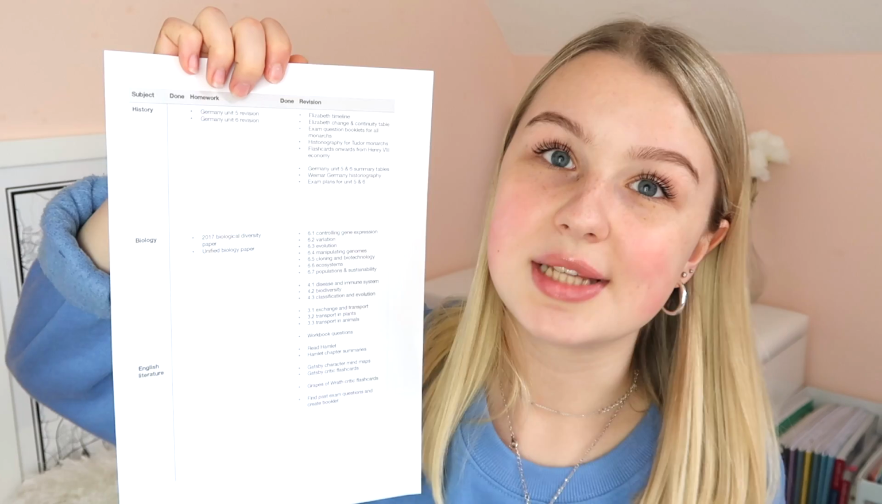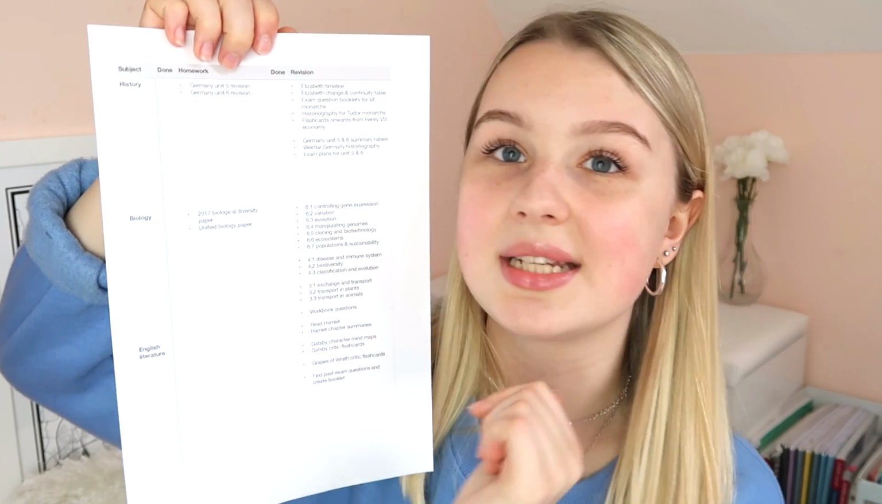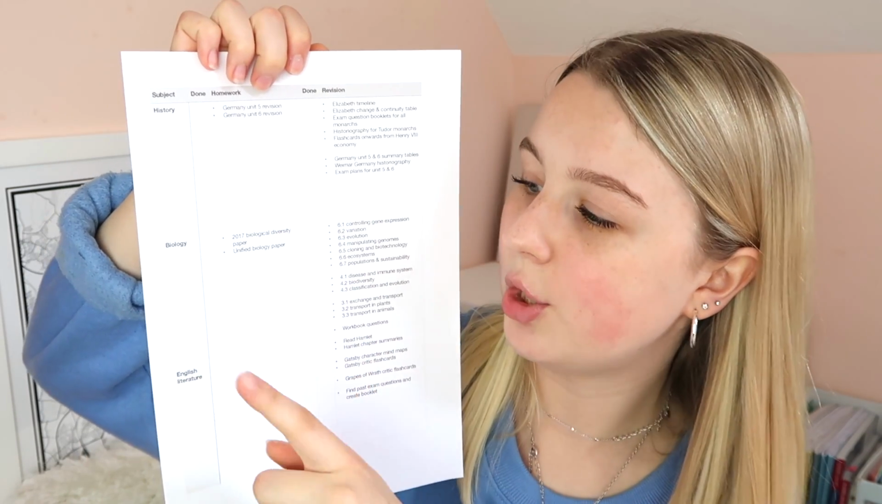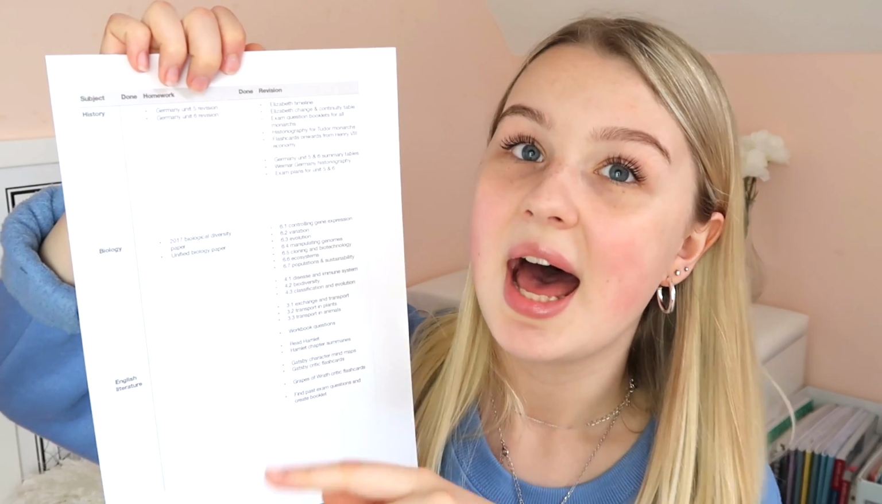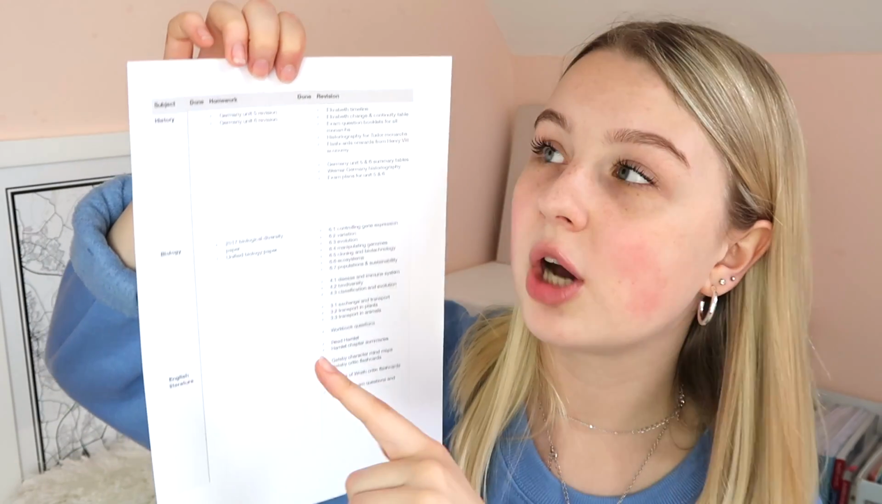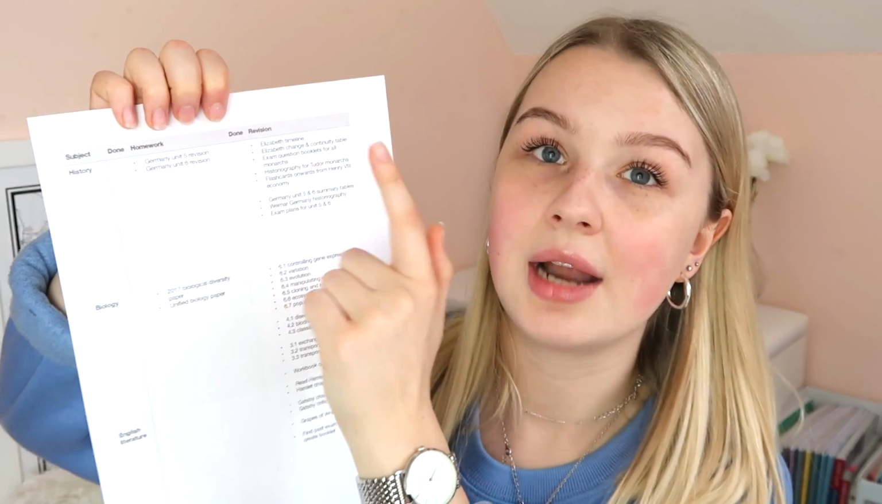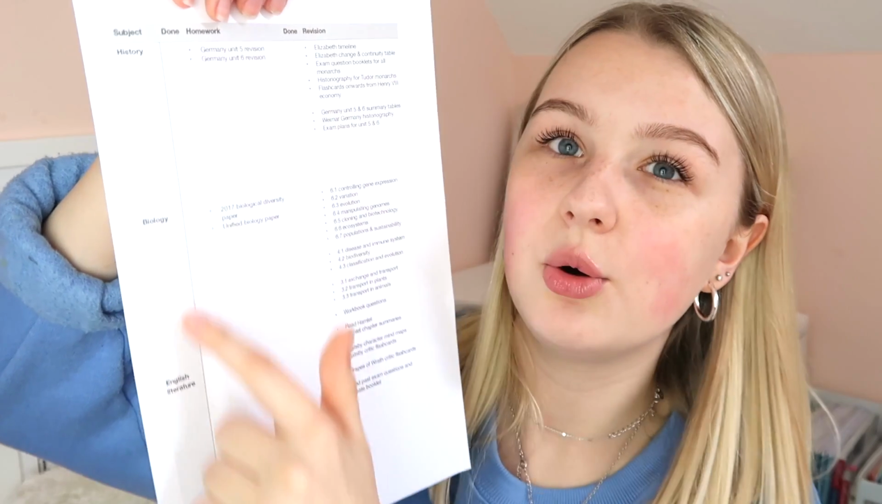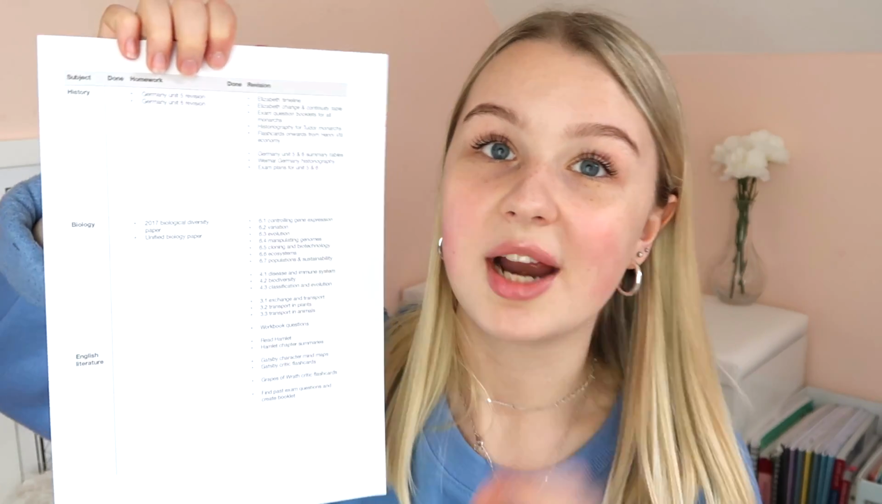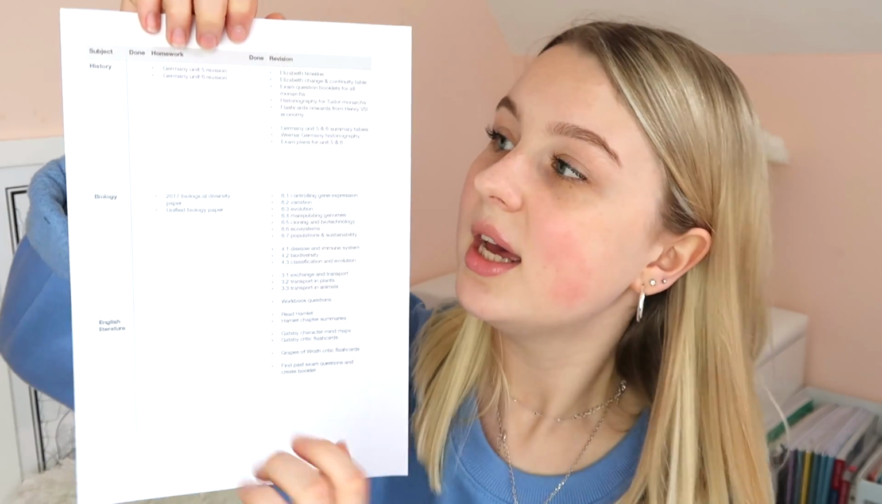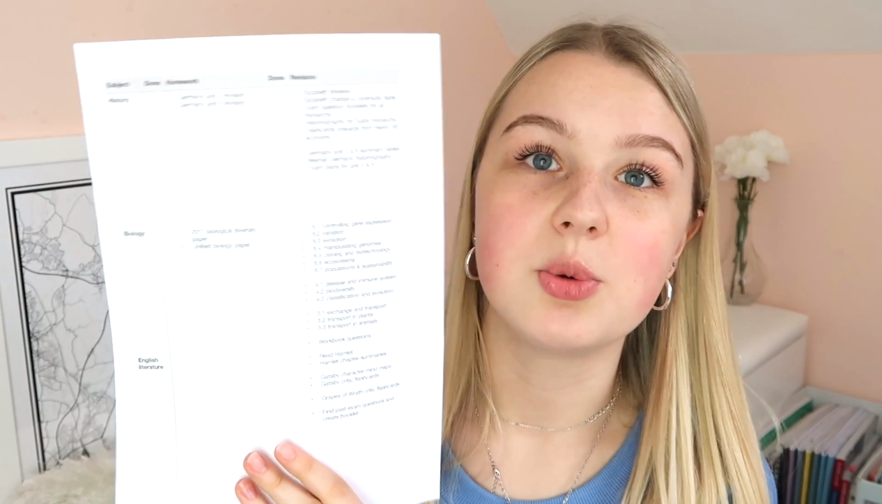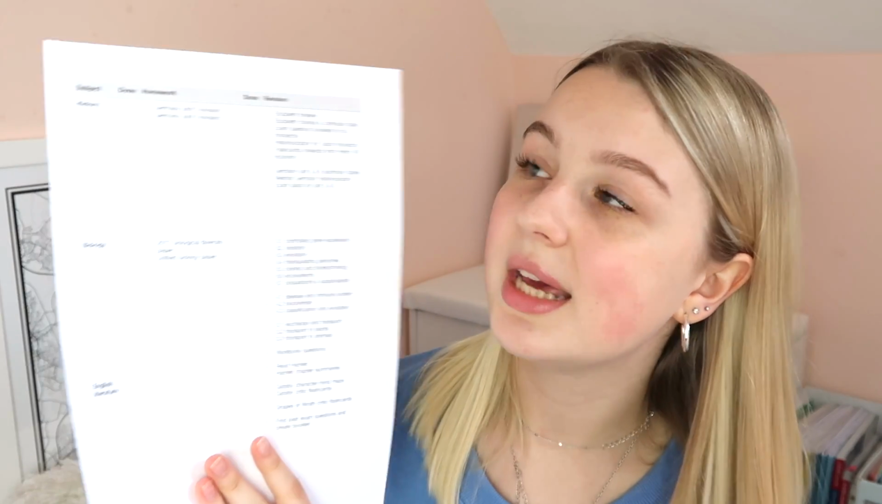And yeah, so I'll have my 3 A-level subjects down the side here. So I've got history, biology and English literature. And then across the top I have 2 columns which say homework and revision. And then I just have a little column either side of these where I can just tick off when I've done that thing.